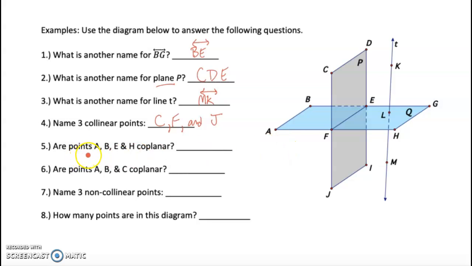Next question, are points A, B, E, and H coplanar? Well, yes, they are, because A, B, E, and H are all on that blue plane. So yes. Are points A, B, and C coplanar? Well, the answer to this is also yes.